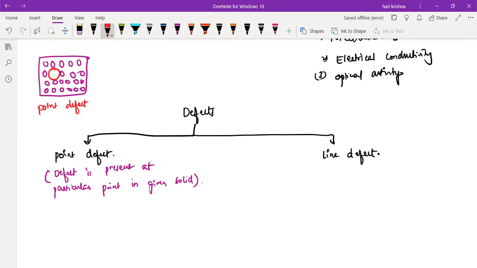Okay. The next one is the line defect. What is the meaning of line defect? A complete row or column of the atoms will be missed.